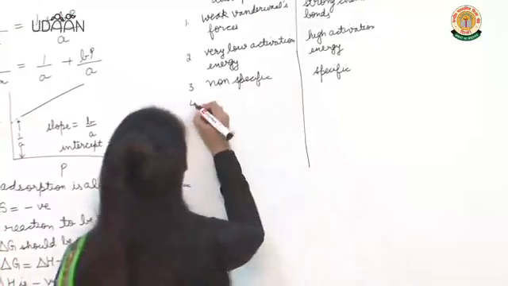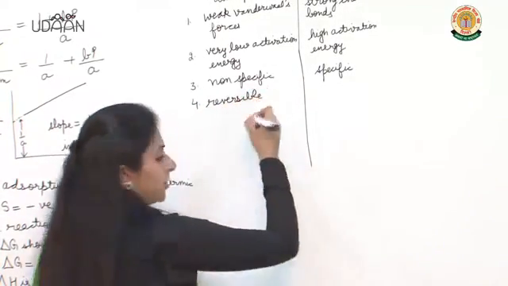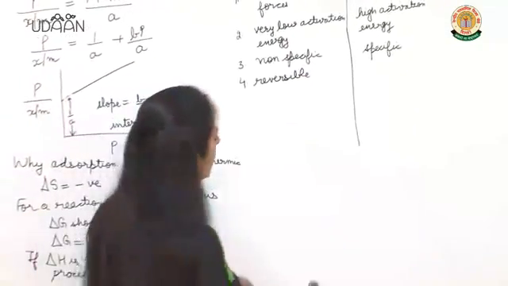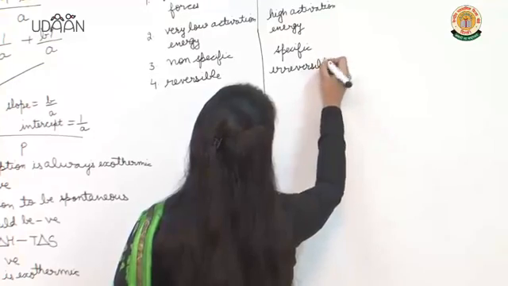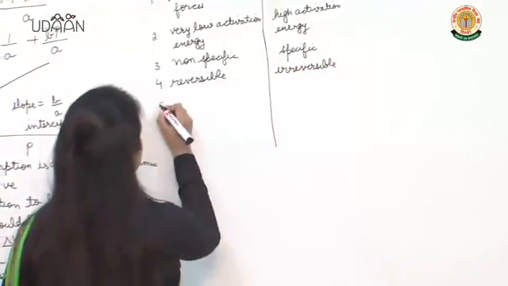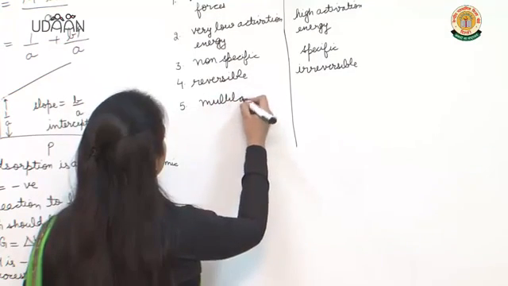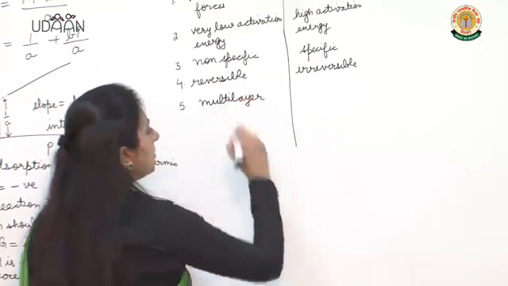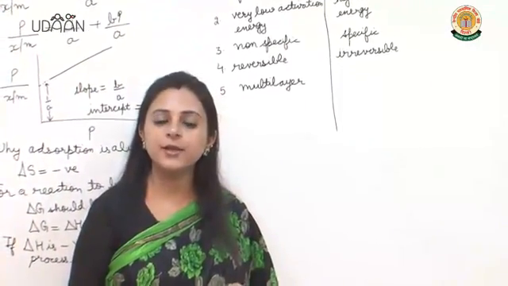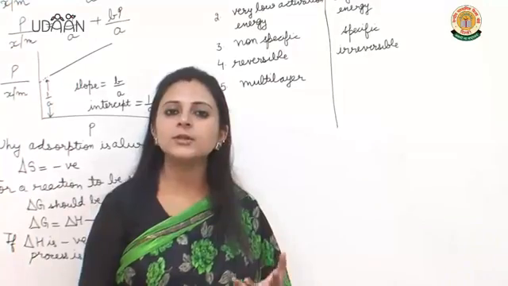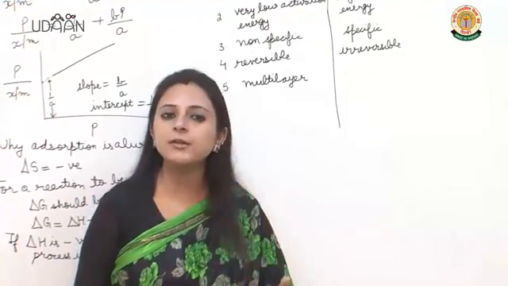Now physical adsorption is reversible. That is, once the gases are adsorbed, you can remove them. But chemical adsorption is irreversible in nature. Then we say physical adsorption is multi-layer. Multi-layer means that after the adsorption of a particular gas, any other gas can also be adsorbed on the surface. So many gases can form layers on the surface.